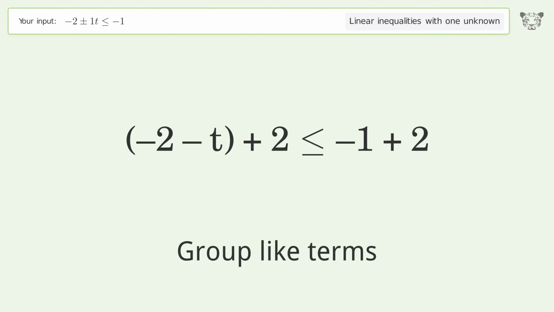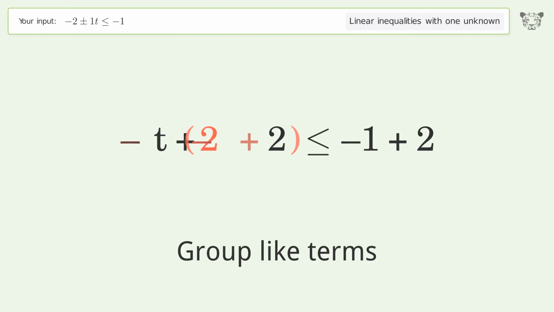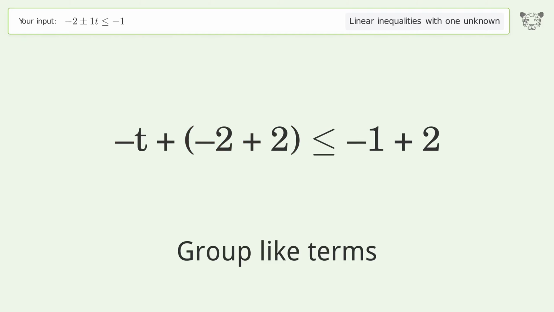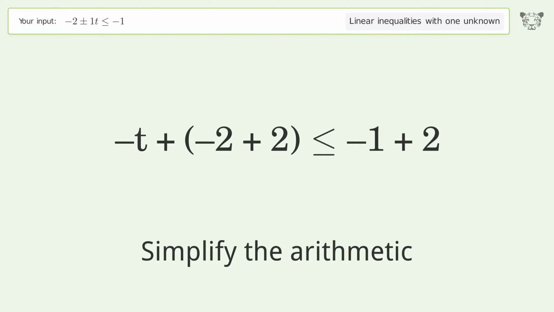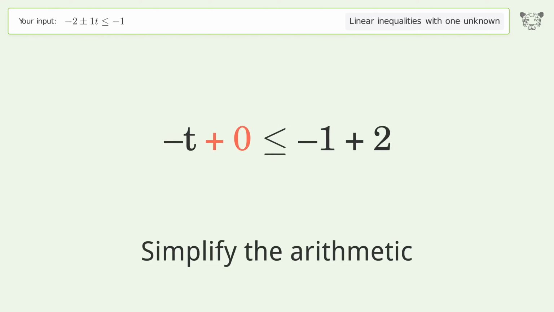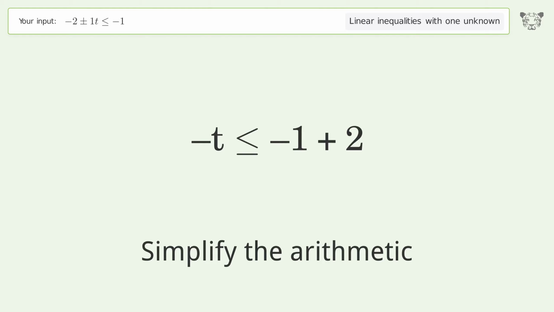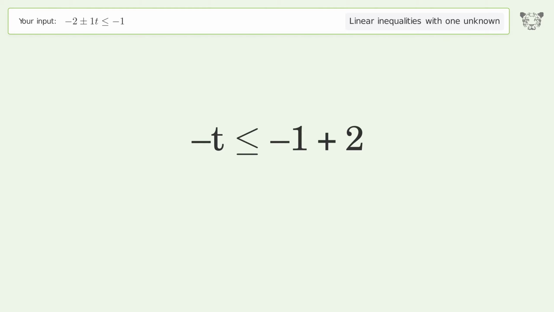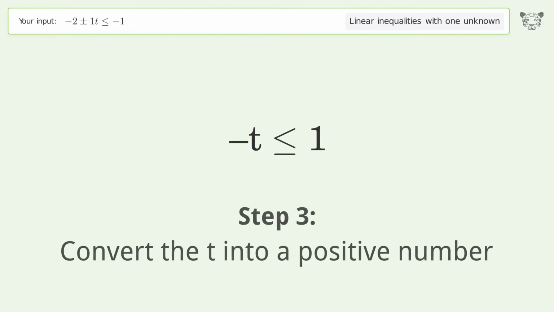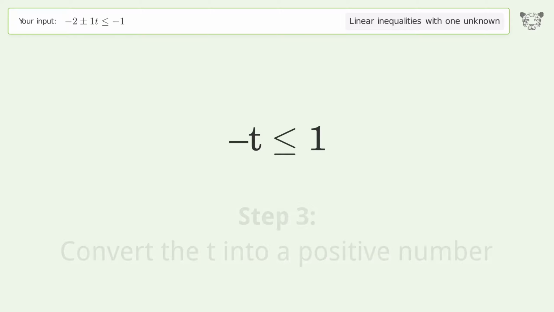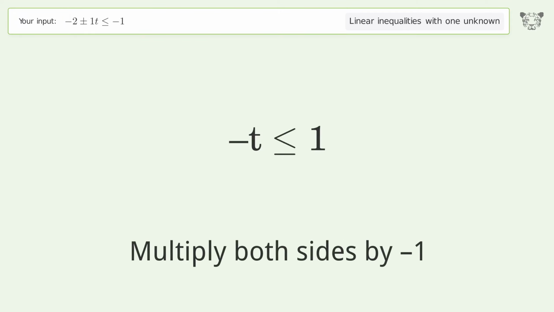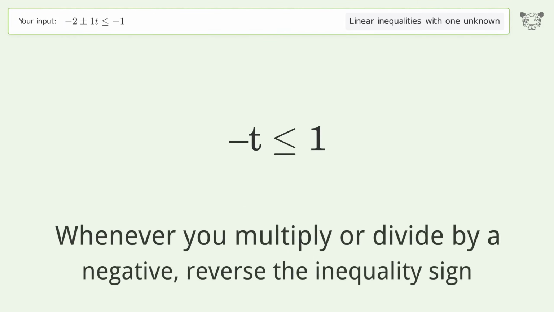Group like terms. Simplify the arithmetic. Convert the t into a positive number. Multiply both sides by -1. Whenever you multiply or divide by a negative, reverse the inequality sign.